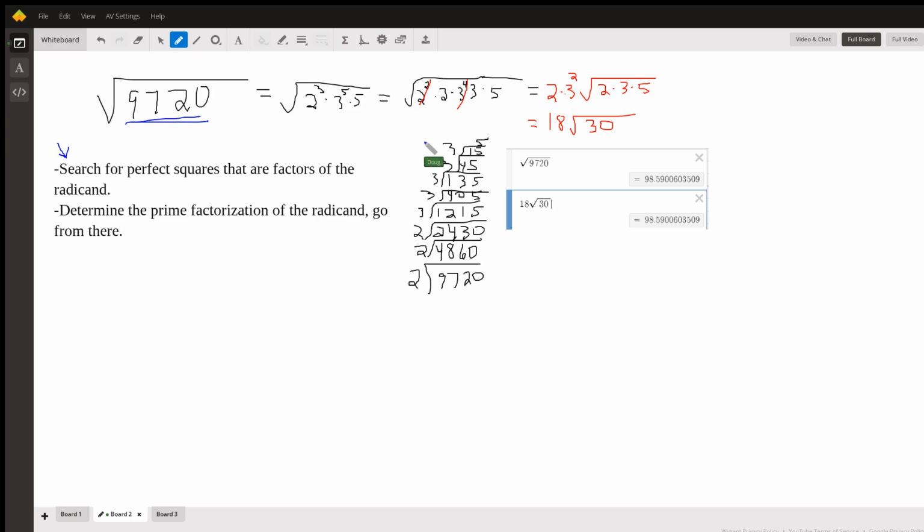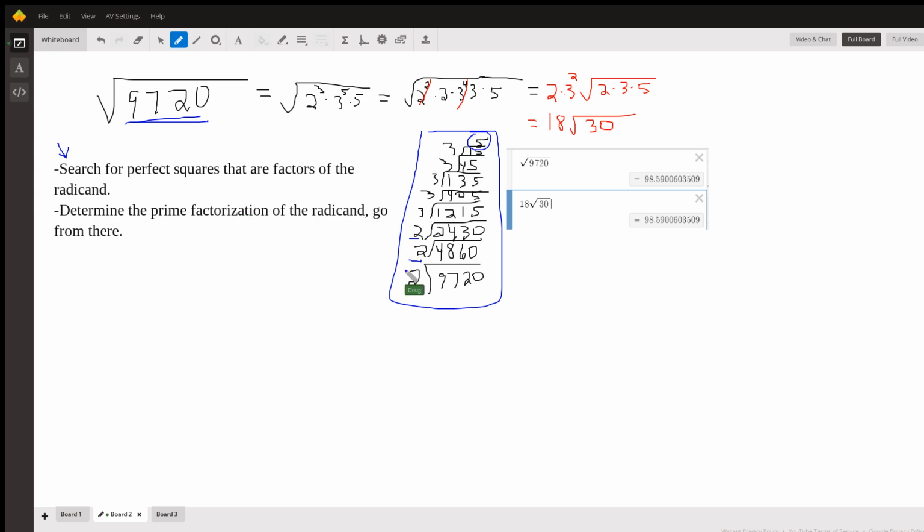Okay, so here I've shown an example of finding the prime factorization of 9,720. I start by dividing by the smallest prime number that divides that number evenly, which is a 2, and I keep dividing by 2 until I can't divide by 2 any longer, and then I move to the next prime number, which is 3, and so on. And when the final quotient is a prime number, you know you're done.